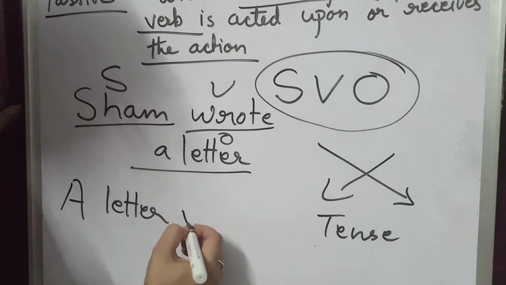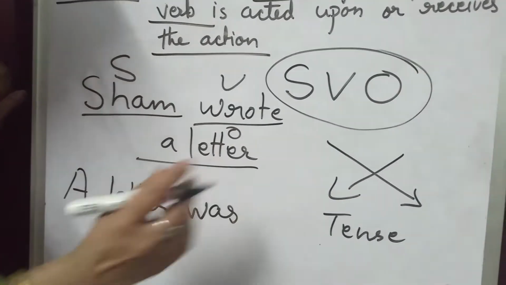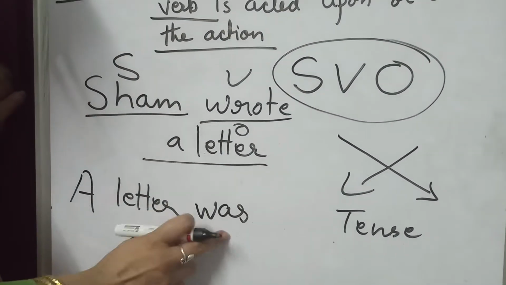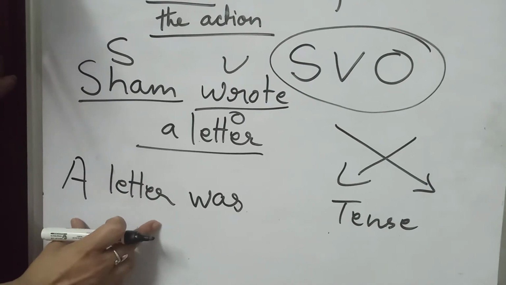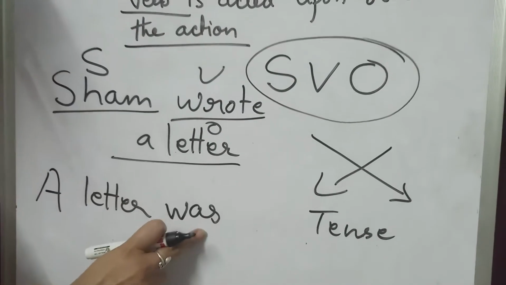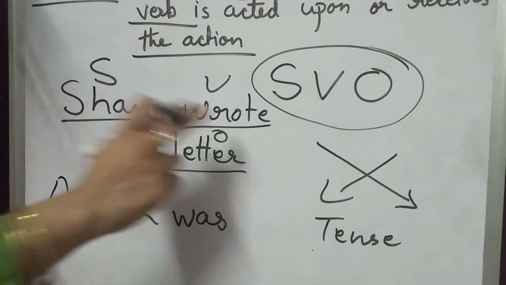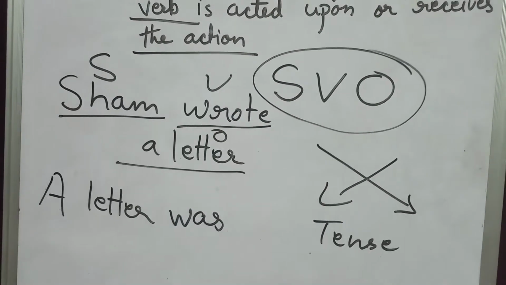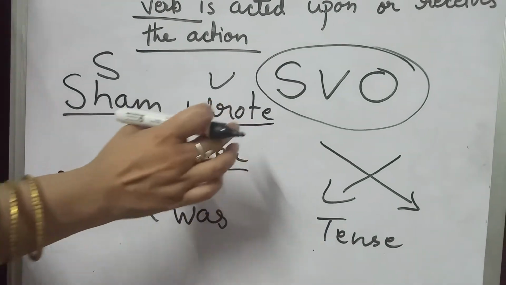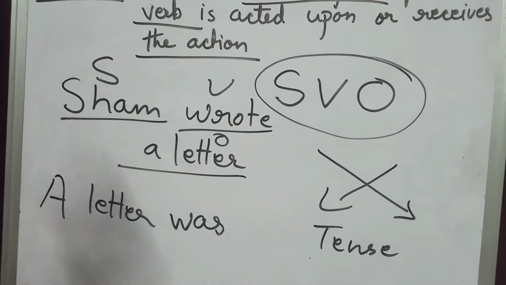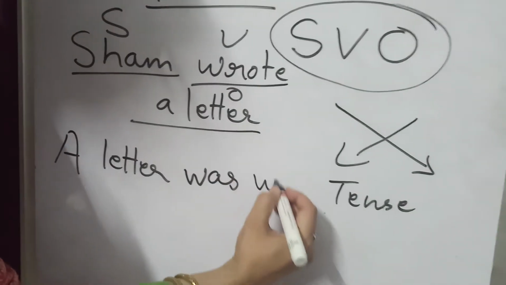And for past, what do we write? Was. And with subject agreement, if we see the agreement, the letter is singular and was for past singular. And what will be the third form of wrote? What will be the third form? That will be written.